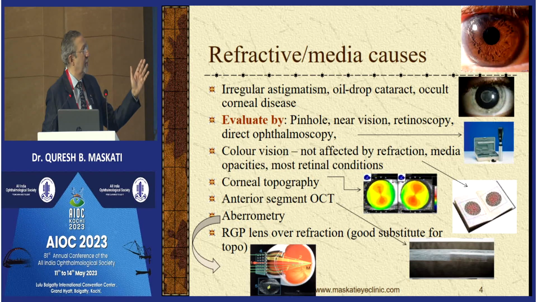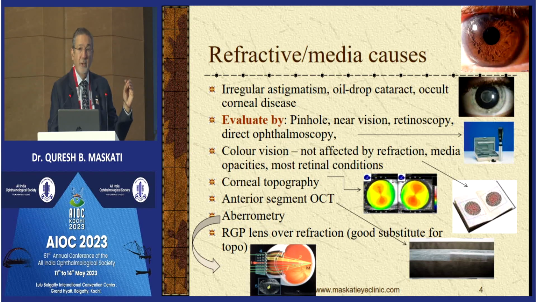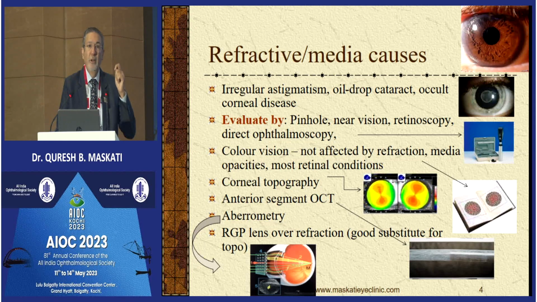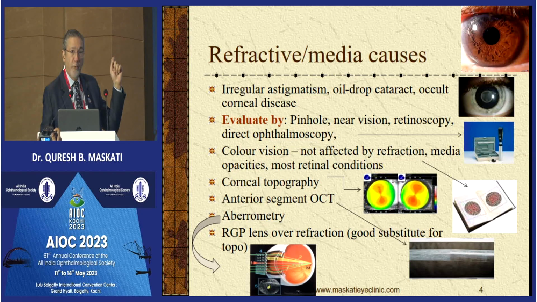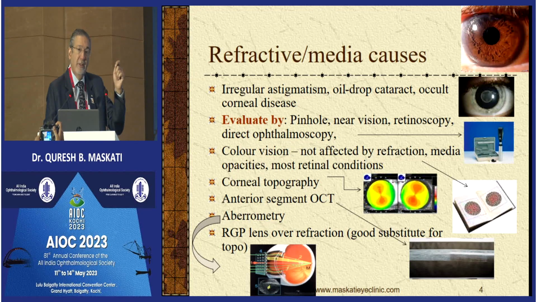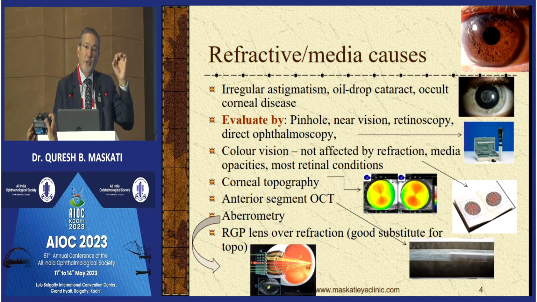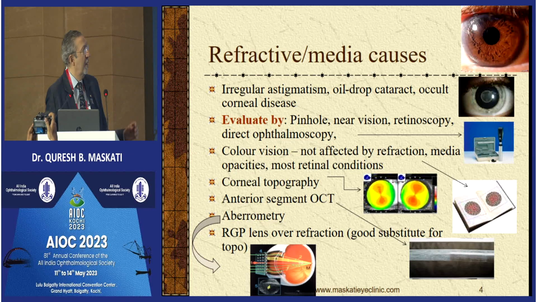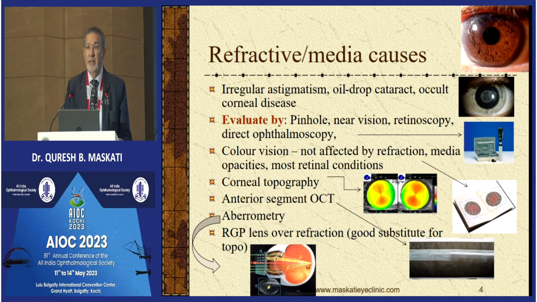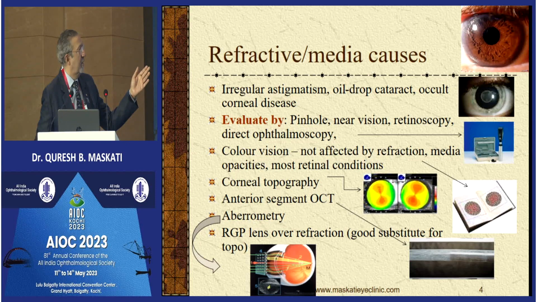So refractive causes, irregular astigmatism. So start with looking for irregular astigmatism. I still use my slit retinoscope and look for the astigmatism, see if there is a scissor shadow that I'm missing out. An oil drop cataract, a small cataract in the center, which only when you dilate you will see. Is there any occult corneal disease? So take the patient on slit lamp and look at him layer by layer on a decent slit lamp.